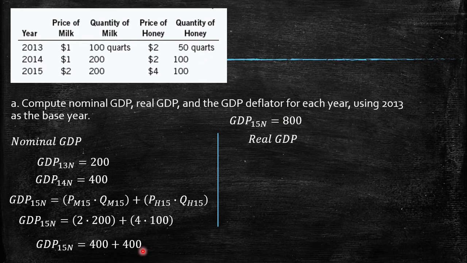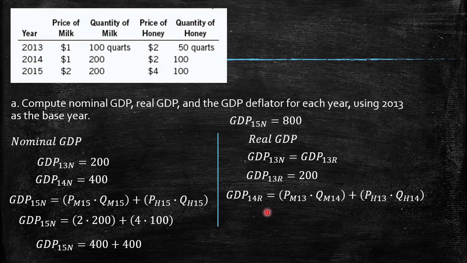What about the real GDP? For the real GDP, remember, we need to have a base year. They already provide the base year, which is 2013. So naturally, because you are valuing these quantities with the prices of the base year, the real GDP for the base year is exactly the same as the nominal GDP. The GDP for 2013, the real is exactly the same as the nominal, because we are talking about the base year 2013.